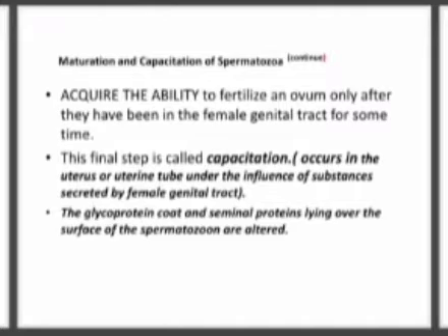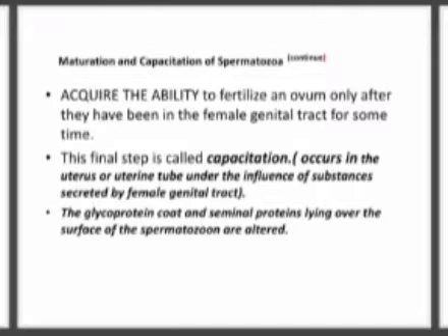Maturation or capacitation of spermatozoon: they acquire the ability to fertilize an ovum only after they have been in the female genital tract for some time. This final step is called capacitation, occurs in the uterus or uterine tube under the influence of the substances secreted by the female genital tract.